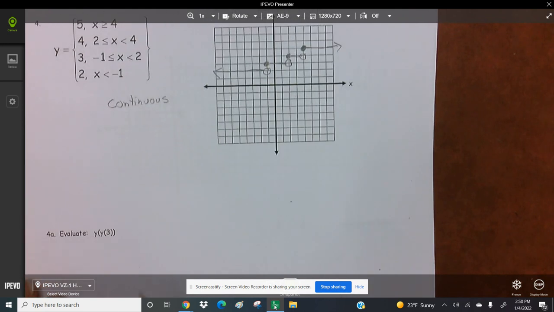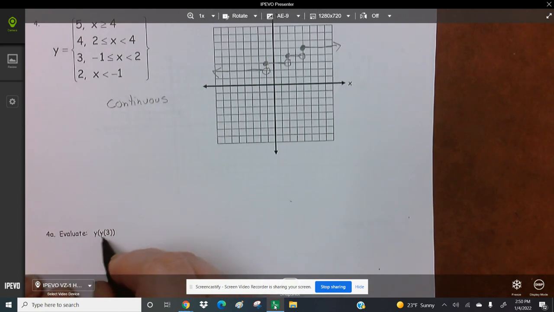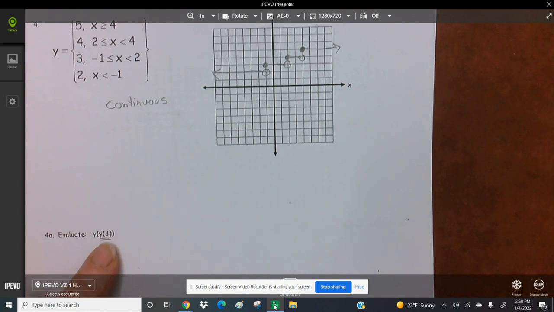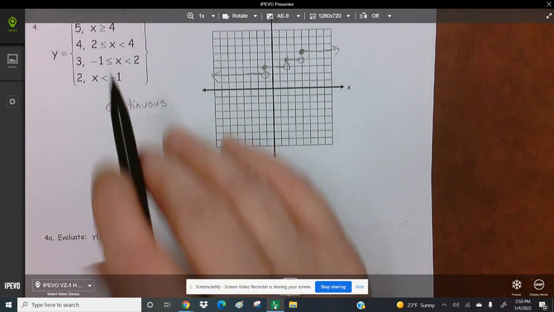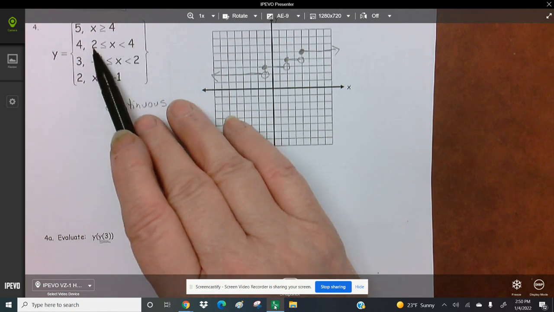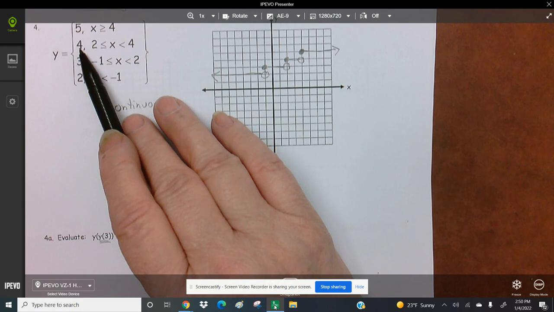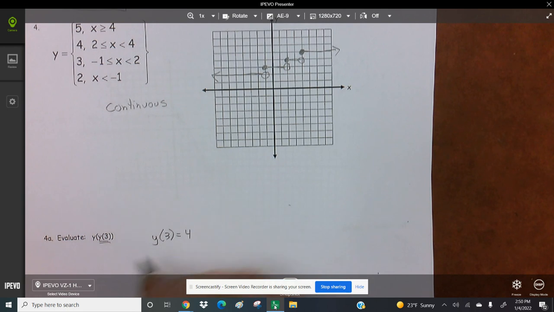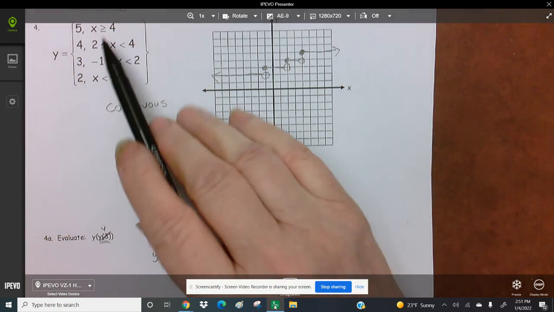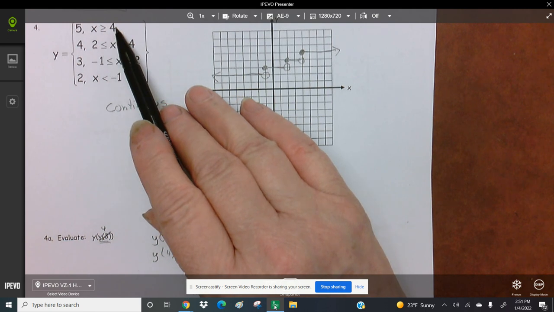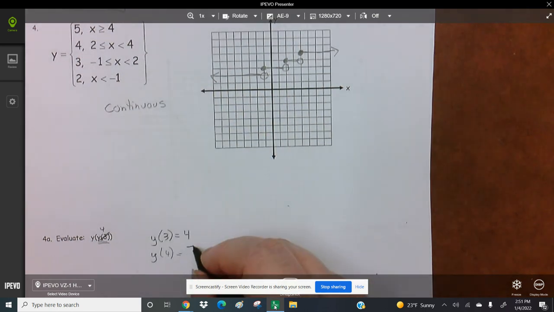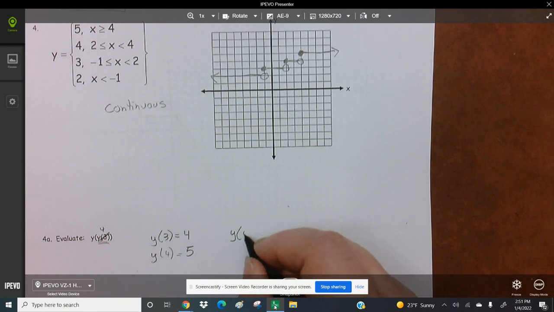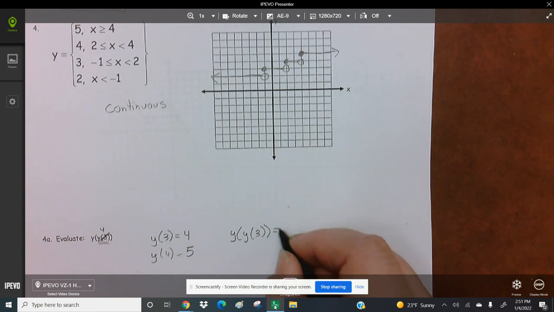And now let's figure out what is y of 3. So once again, let's go to the function and let's first figure out what is y of 3. Well, 3 is between 2 and 4, so I know that y of 3 is going to be 4. So now I have to figure out, if this is 4, what is y of 4. Well, 4 is greater than or equal to 4, so that means I'm going to use this function, so I know that that's 5. So that tells me that y of 3 will equal 5.